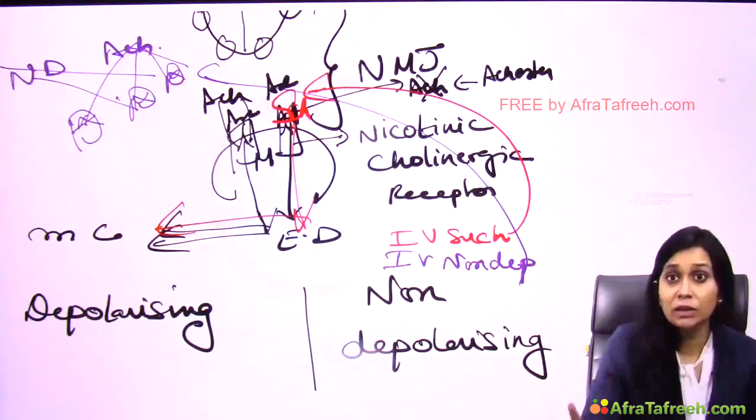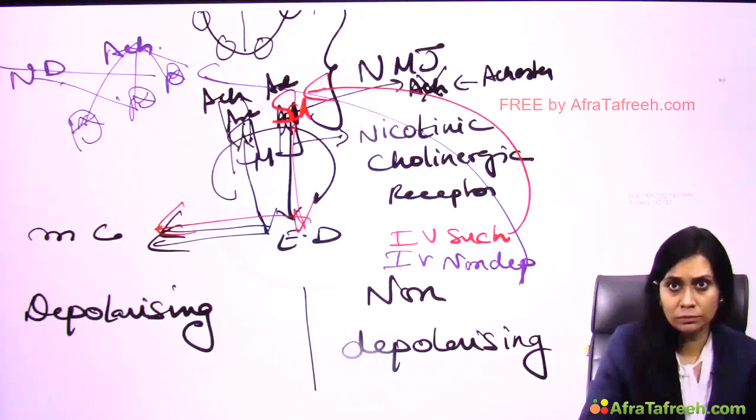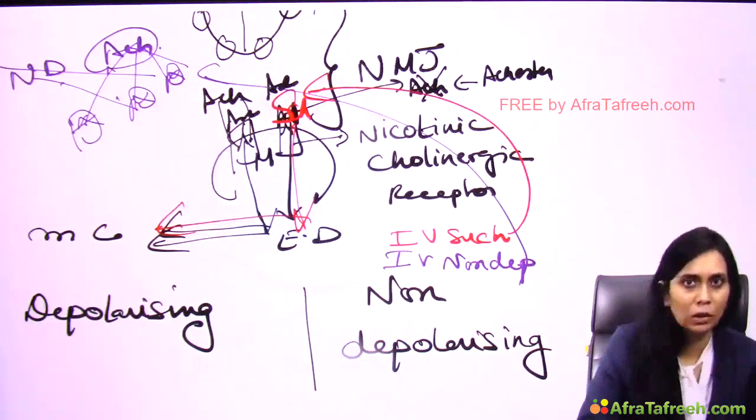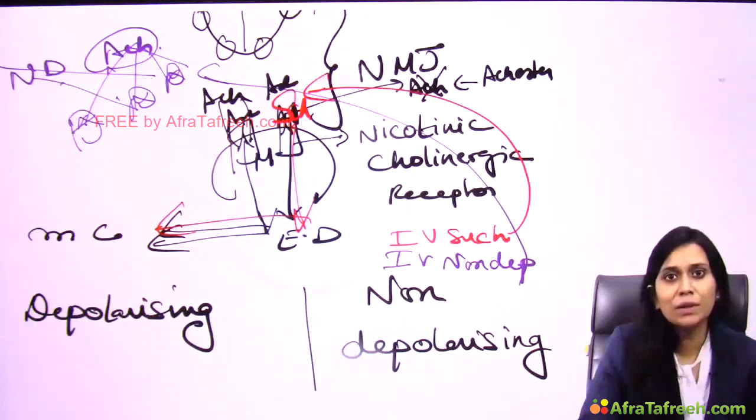Here, the receptor is normal. The only problem is the quantity of non-depolarizing neuromuscular blocker. There is no problem in the receptor. If by some means I increase the quantity of acetylcholine, I can reverse the muscle paralysis produced by non-depolarizing. The same I can't achieve with succinylcholine. Reversal I can't achieve with succinylcholine simply by increasing the quantity of acetylcholine. Why? Because there the receptor is in a depolarized state. Got it?